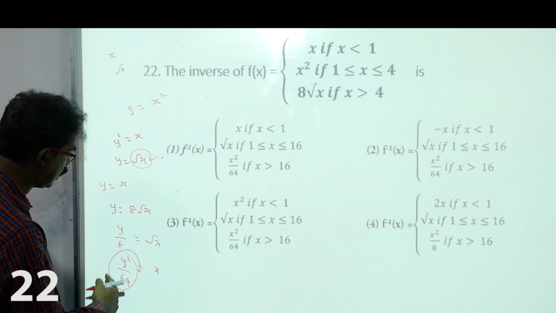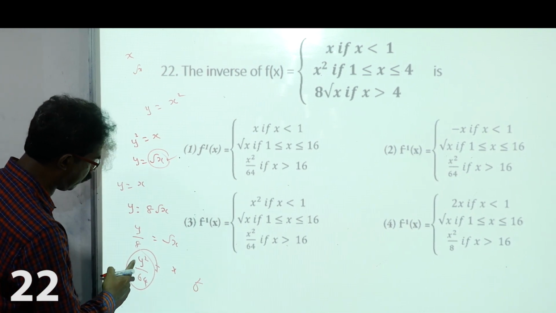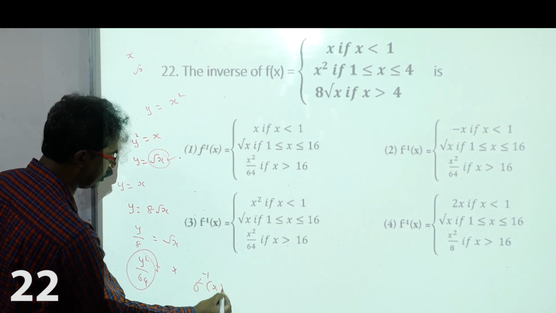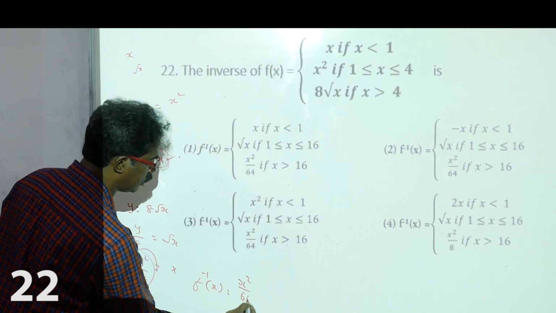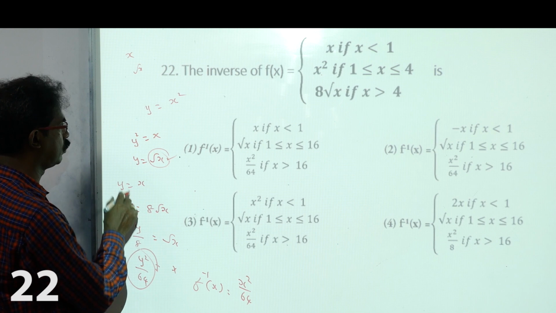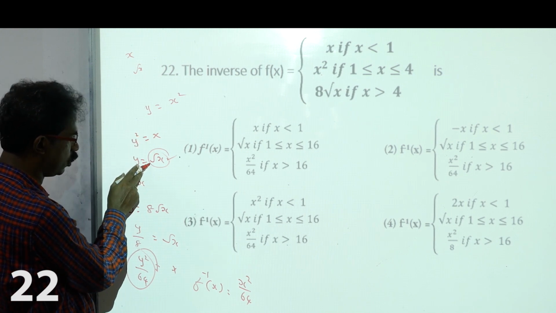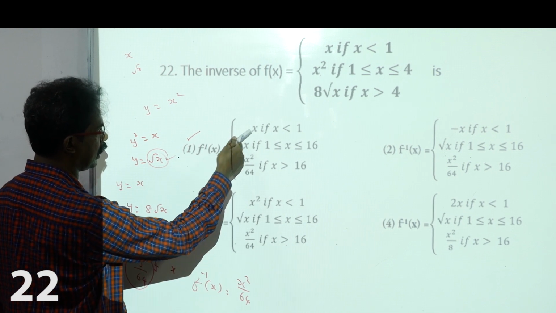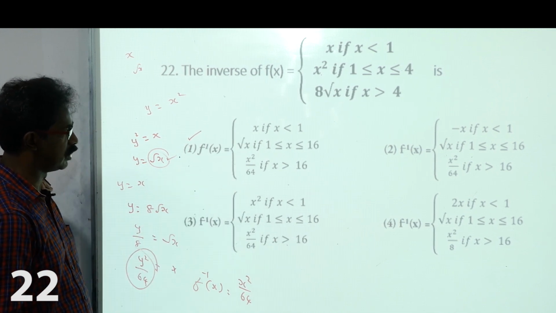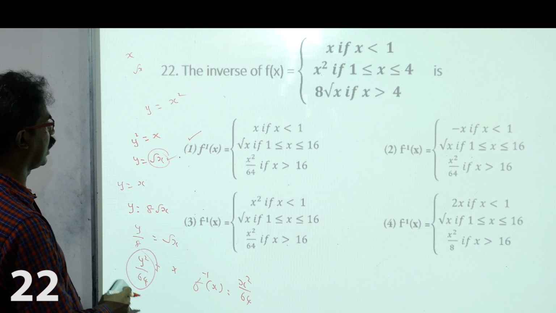When you write f inverse of x, this is actually f inverse of y, right? F inverse of x means it is x square by 64. These are the three values. So the first one it should be x, second one root x, and the third one x square by 64. The first option: x, root x, x square by 64. So the first one is the correct option.